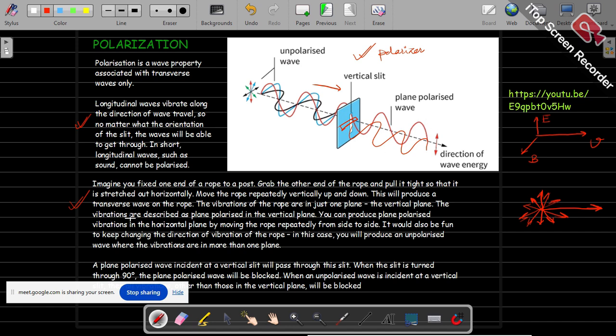Now you read this statement here. The vibration of rope are in just one plane, that is the vertical plane. In this original case, the vibrations are described as plane polarized in the vertical plane. You can produce plane polarized vibration in the horizontal plane as well by moving the rope repeatedly from side to side. It would also be fun to keep changing the direction of vibration of the rope.